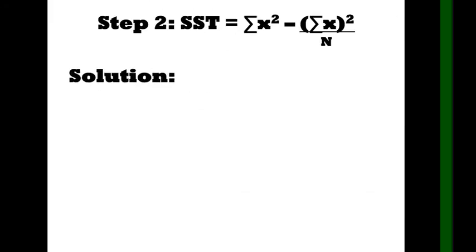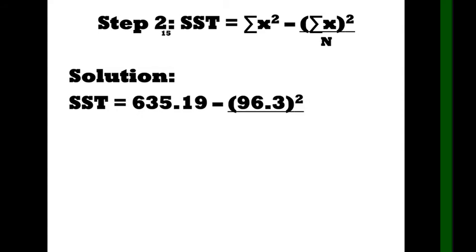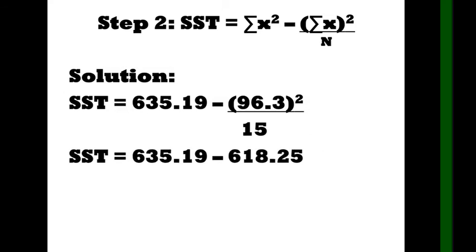For step 2, SST is equal to summation of x squared minus quantity summation of x squared over n. So we will just put the numbers here. What is quantity? 96.3 squared over 15. You will get 618.25. So subtract it from 635.19 and you will get 16.9 for the SST.